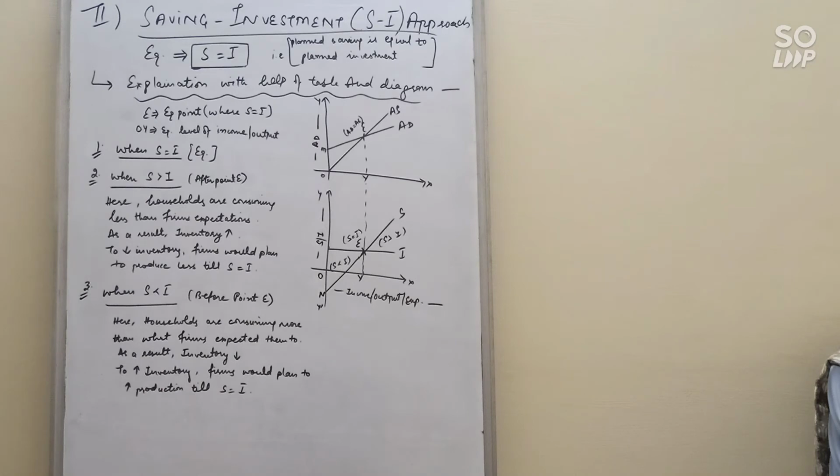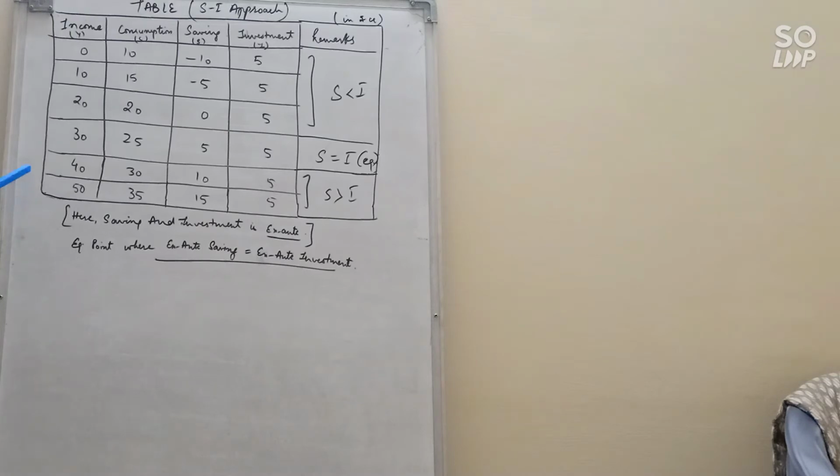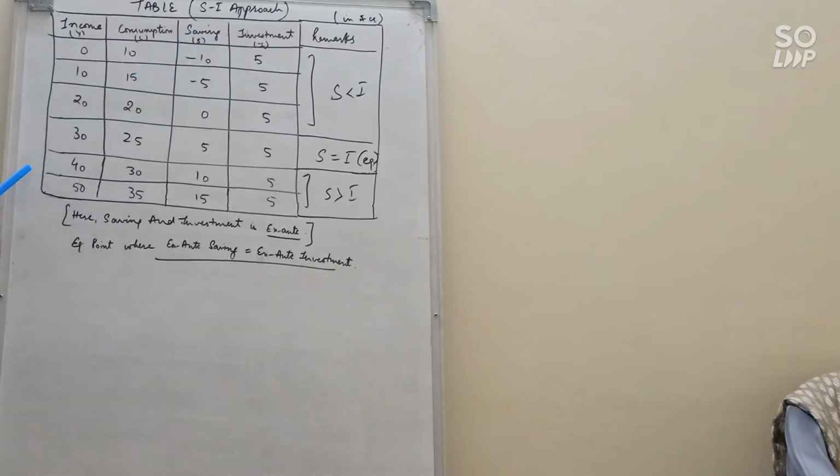Then after that we can explain this approach with the help of a table and diagram. So let's see the table. We will take again income, consumption, saving, investment. Income we know: 0, 10, 20, 30, 40. Again I am taking the same values. Consumption will start from 10: 10, 15, 20, 25, 30, 35.